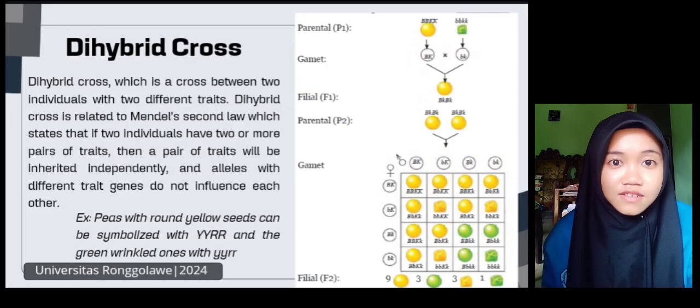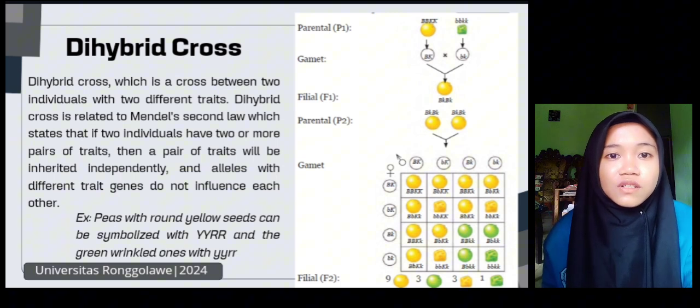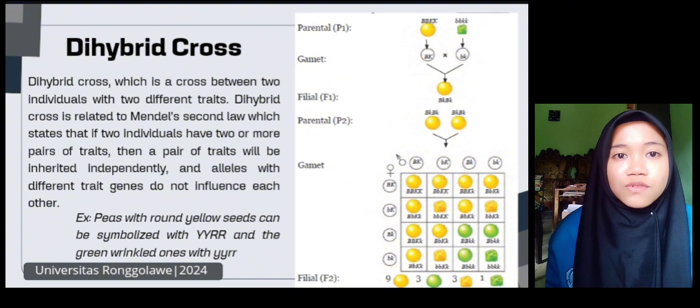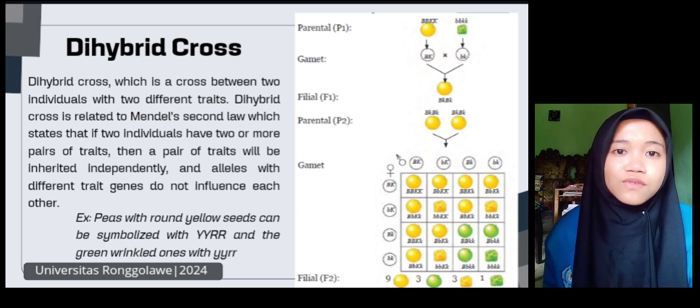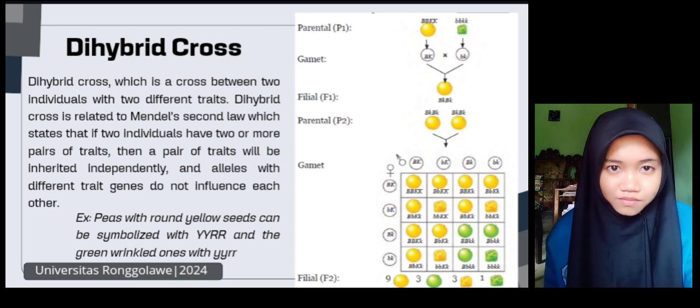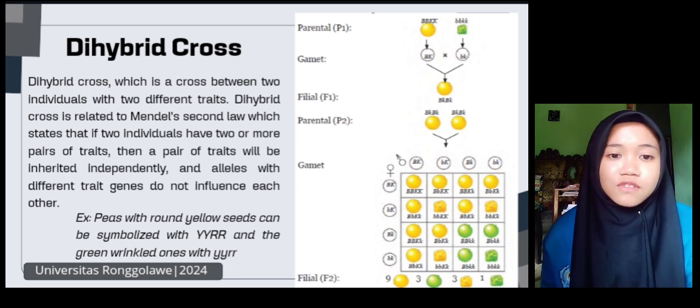The next slide, the dihybrid cross. The dihybrid cross is a cross between two individuals with two different traits. The dihybrid cross is related to Mendel's second law, which states that if two individuals have two or more pairs of traits, then each pair of traits will be inherited independently, and the genes do not influence each other.